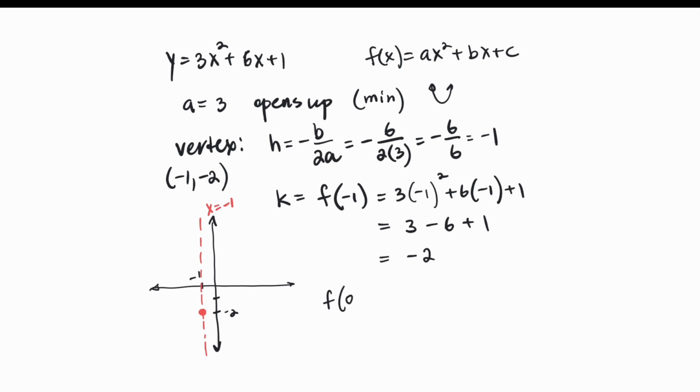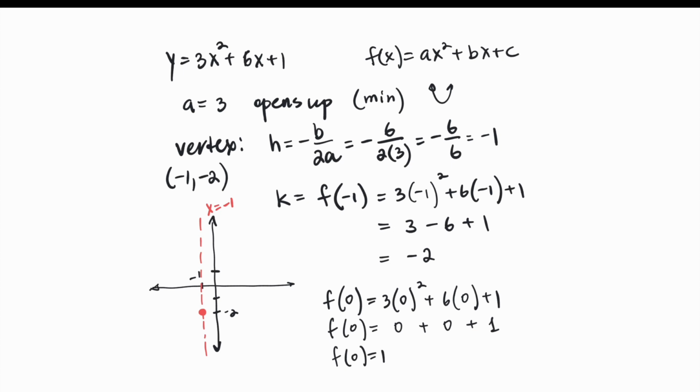My x is 0, here is my y. So f of 0 equals 1, and that is the point right here. The coordinates are 0, 1. And I'm going to connect, and then I will reflect that same point on the other side of the line of symmetry. Here you have your parabola.